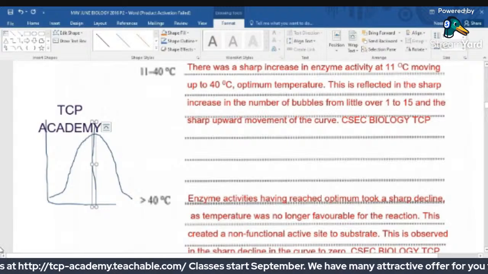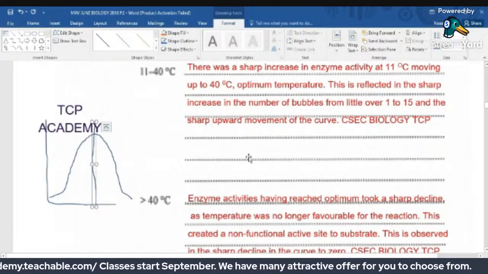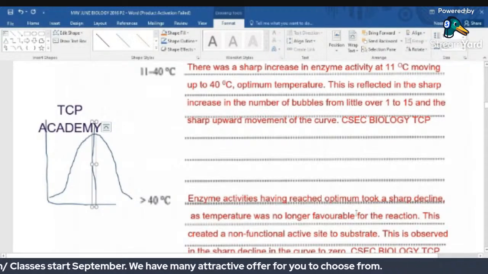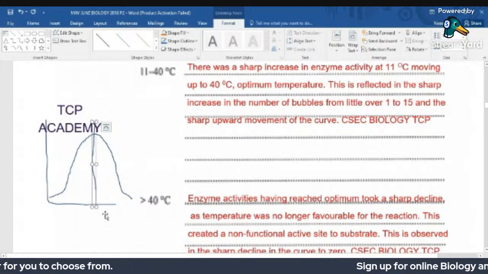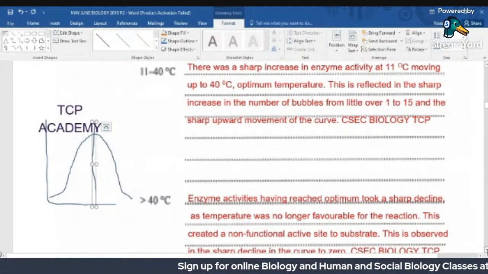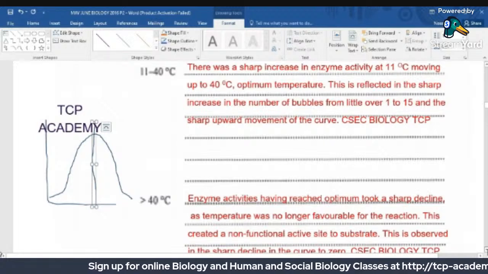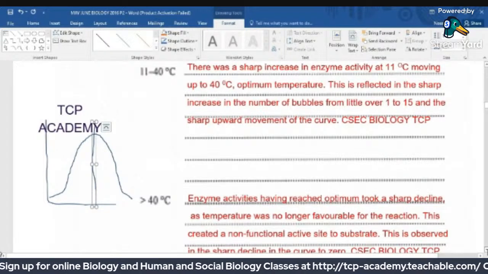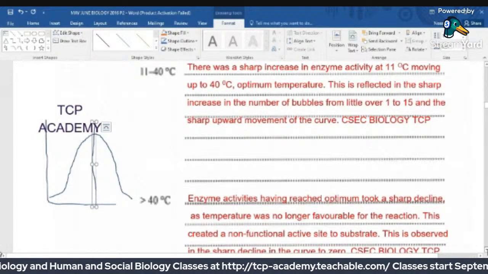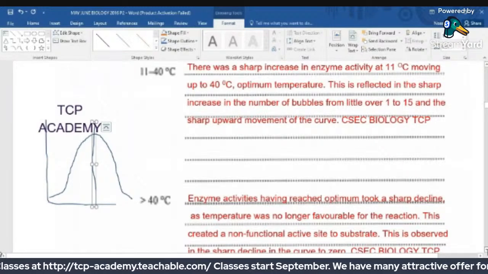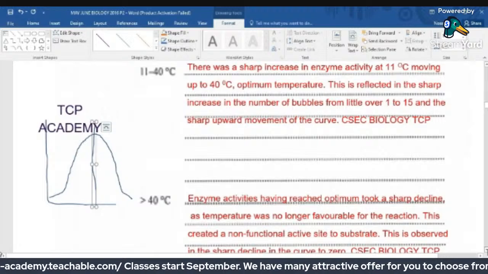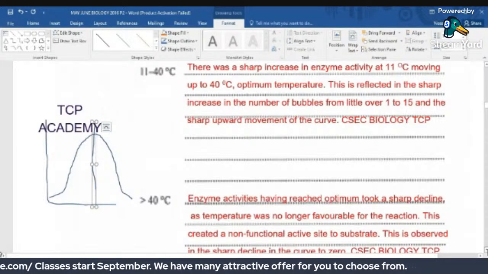So enzyme activity, having reached optimum at the high point of the graph here, took a sharp decline as temperature was no longer favorable for the reaction. We'll understand that enzymes tend to work at a narrow temperature range, and if it goes above or below that range, the enzyme is going to be denatured. Please be reminded that enzymes are not organisms, so they cannot be killed.